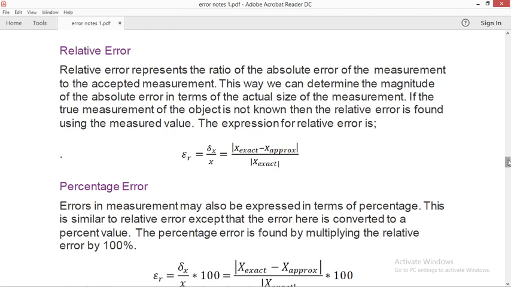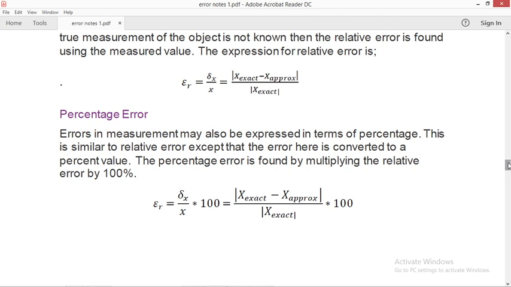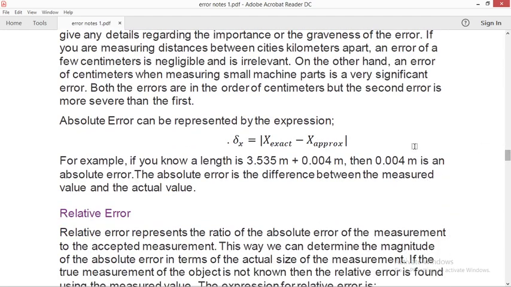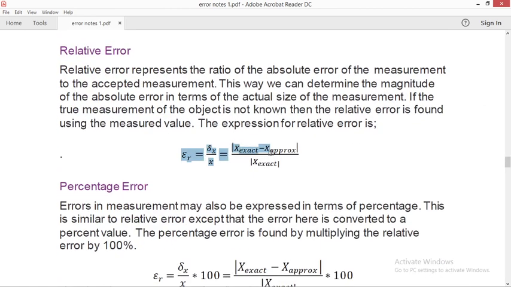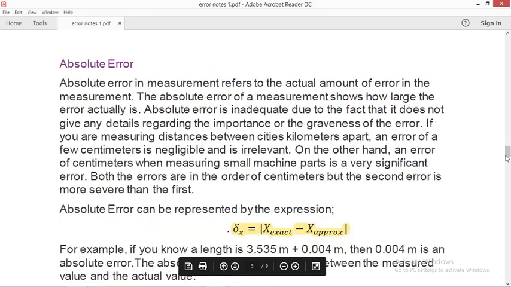Percentage error. Error in measurement may also be expressed in terms of percentage. This is similar to relative error, except that the error over here is converted to a percentage value. The percentage error is found by multiplying the relative error by 100%. So this formula is again very simple. Please make sure that you remember the formula of all these three: absolute error, relative error, and percentage error.